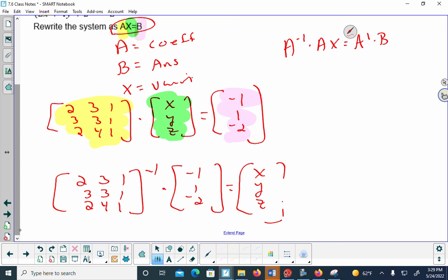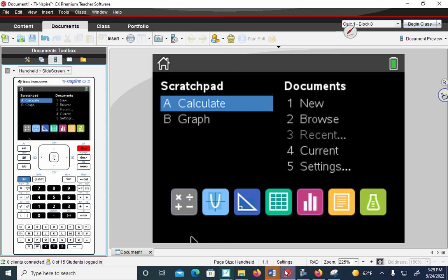So I'm going to use my calculator to do that, and I just want to show you what you must show us when you are using the calculator. So we've got our calculators out. We are going to first put in that 3 by 3 matrix.